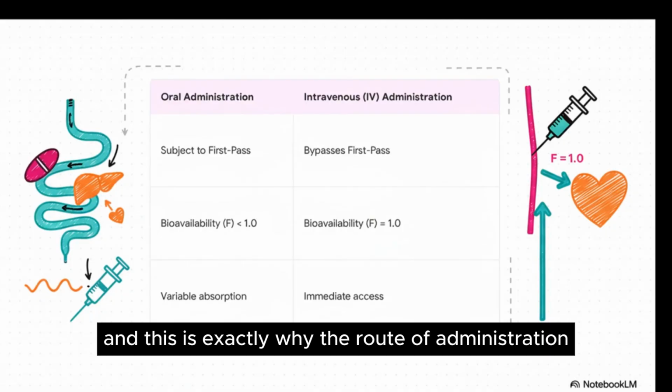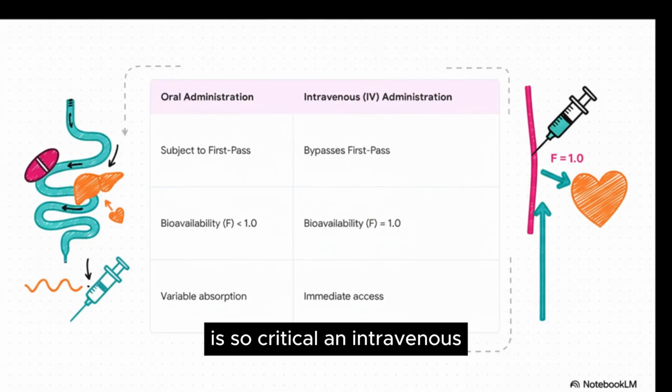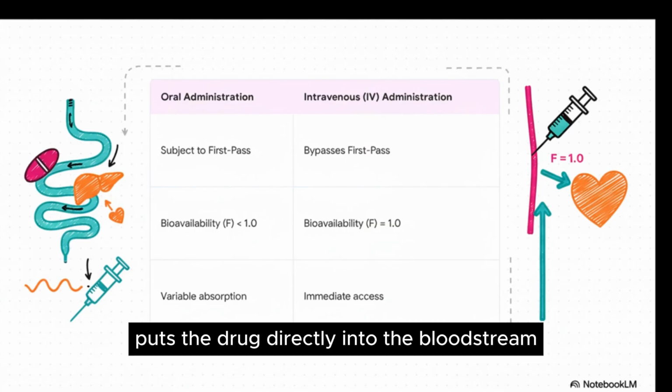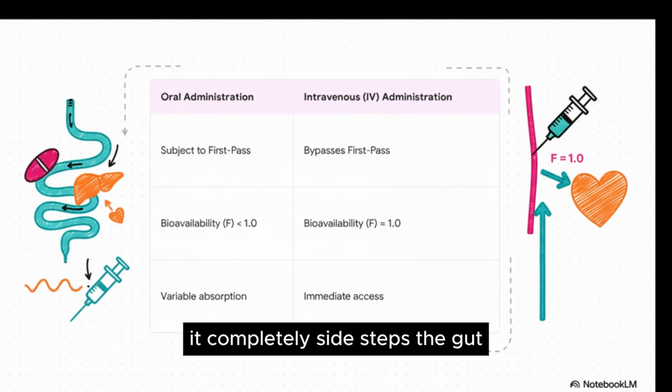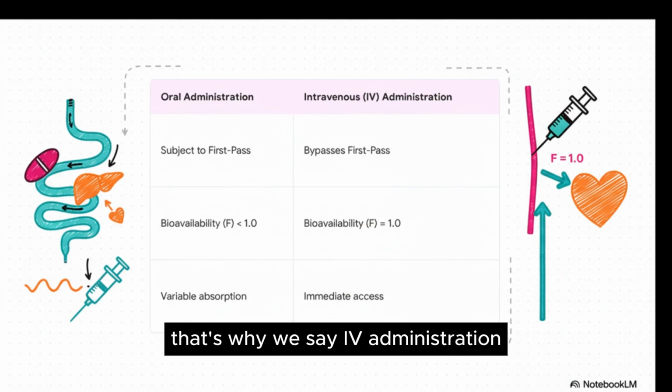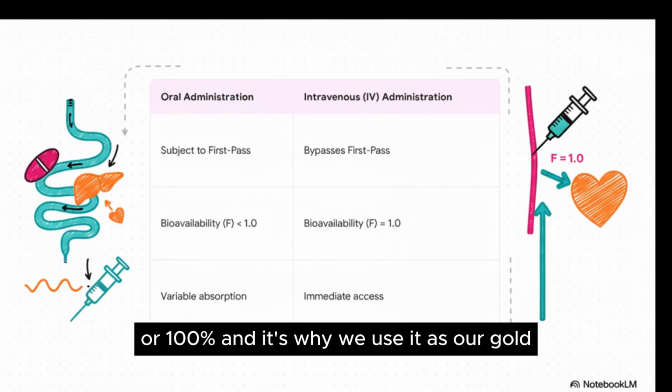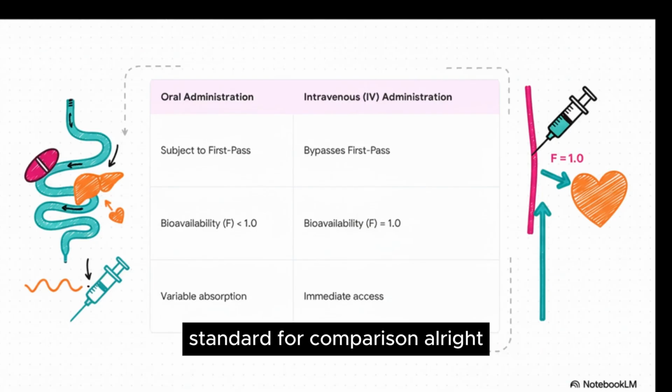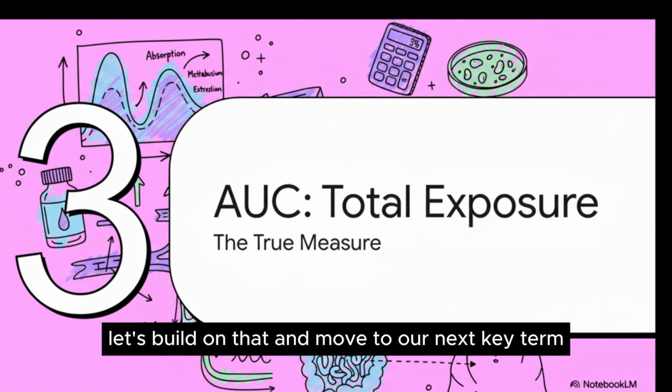And this is exactly why the route of administration is so critical. An intravenous or IV injection puts the drug directly into the bloodstream. It completely sidesteps the gut and the liver's first pass metabolism. That's why we say IV administration has an absolute bioavailability of 1.0 or 100%. And it's why we use it as our gold standard for comparison. All right, let's build on that and move to our next key term.